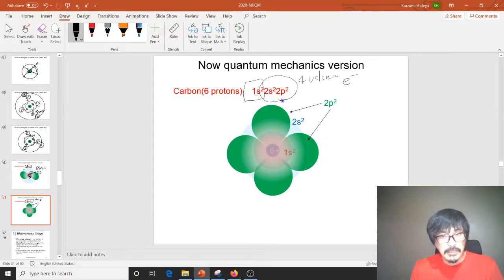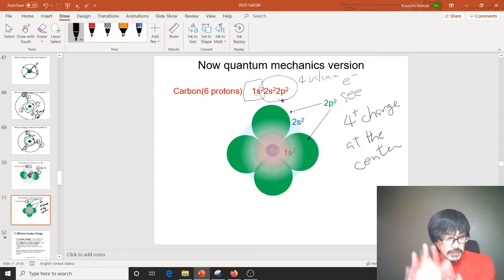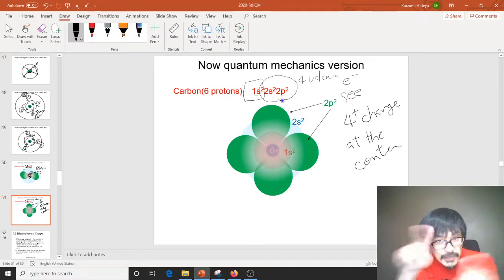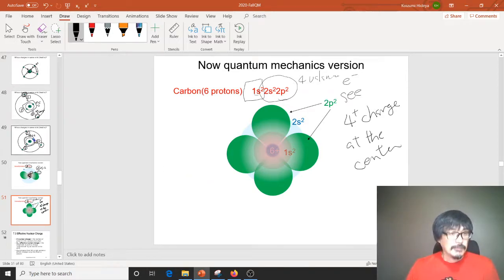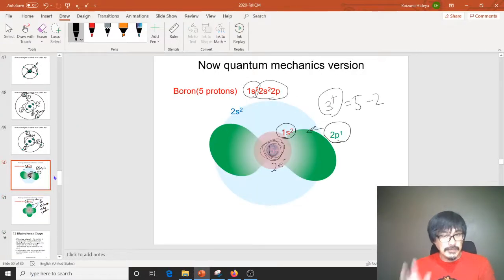So the valence electron sees a 4 plus charge at the center, right? Because there is 6 positive charge and then 2 electrons orbiting very close to the center. So carbon's valence electrons have a 4 plus charge attraction, whereas boron actually feels the 3 plus attraction. So which one is going to be smaller?